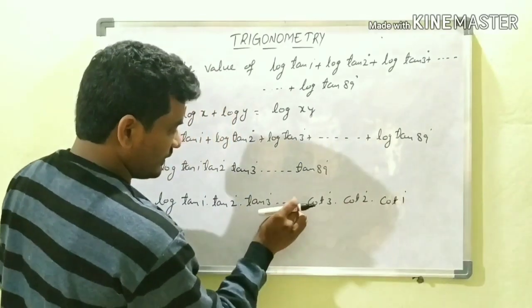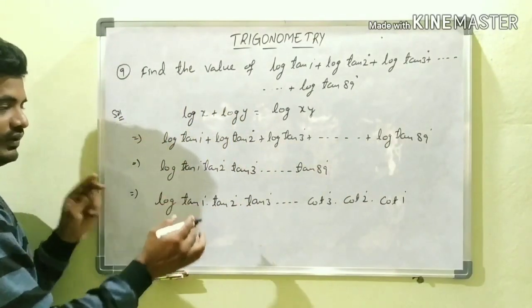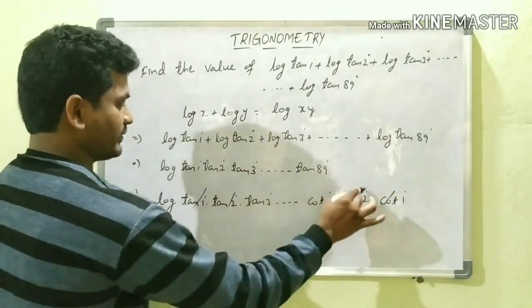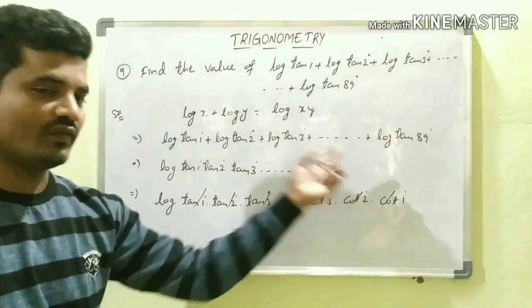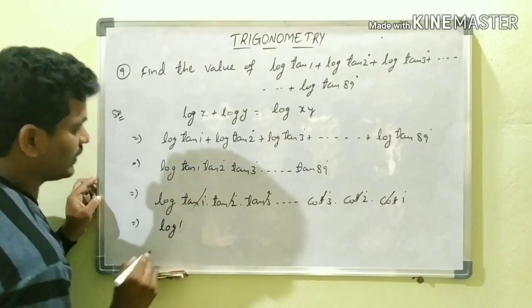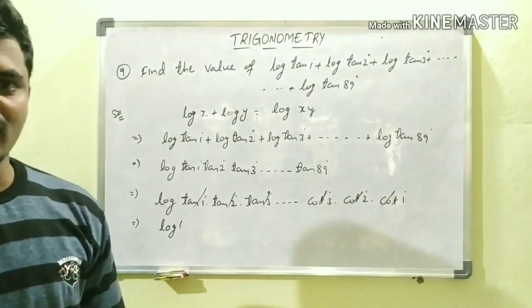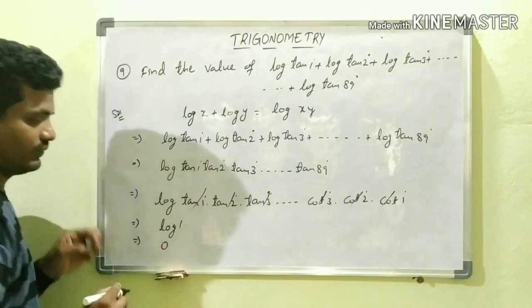Here we can cancel all: tan 1 and its reciprocal cot 1 cancel, and these also cancel, and these also cancel, all will get cancelled. Then finally it will become log 1, and we know log 1 to any base equals 0. So finally it is equal to 0.